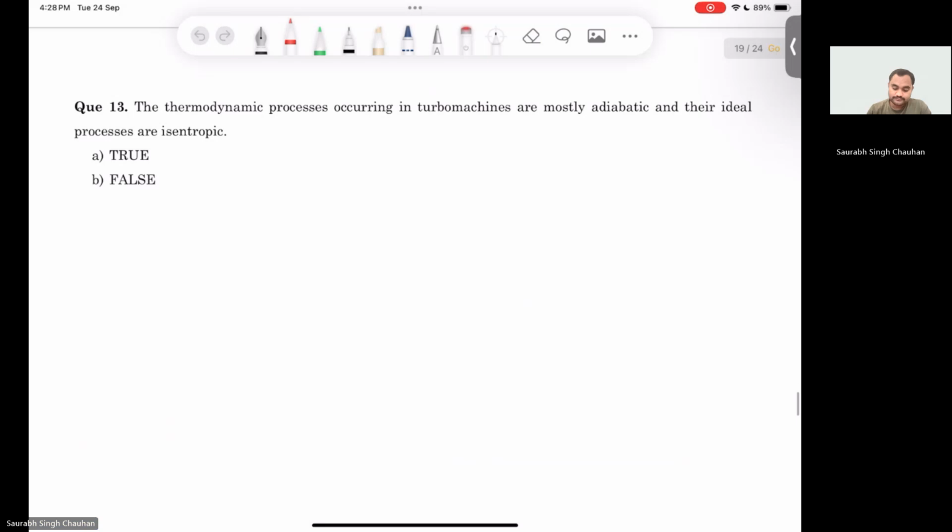Okay. So question 13. Question 13 says that the thermodynamic process occurring in turbo machines are mostly adiabatic and their ideal processes are isentropic. So yes, it is correct.